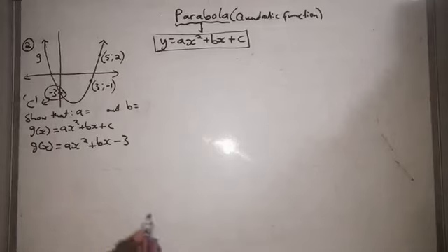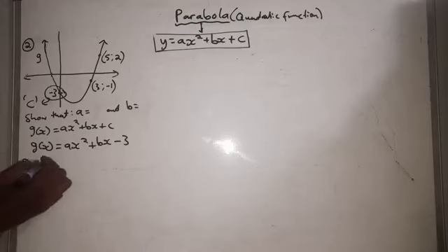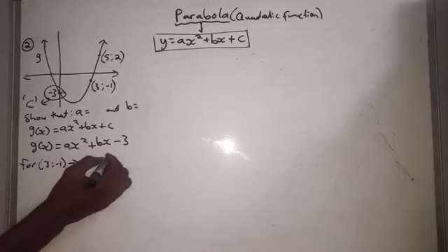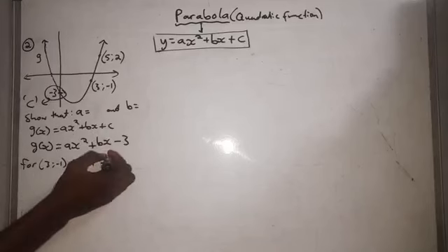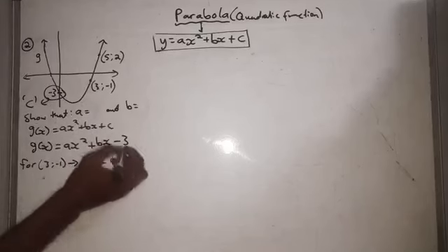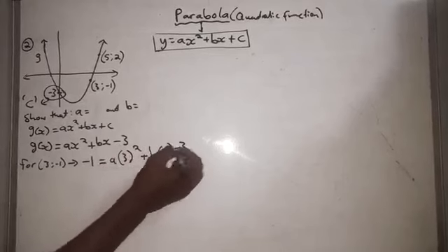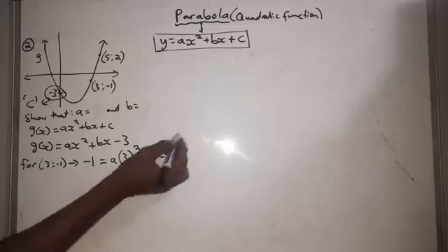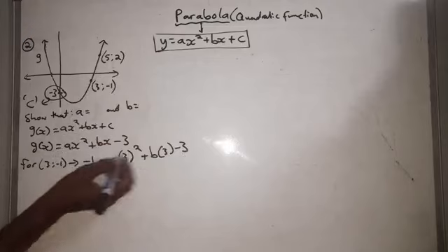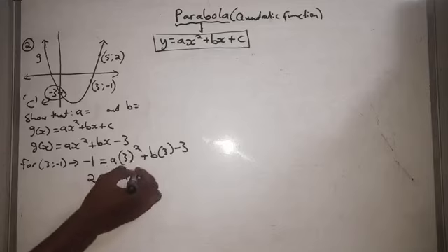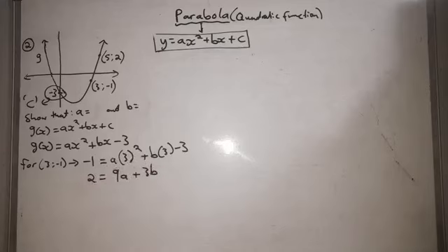Now let's use the two points. I'm going to start with the 3 versus minus 1 point. In the place of y, I'm going to plug minus 1 equals a, which is unknown, times 3 squared, plus b, unknown as well, times 3, minus 3 for c. Then I'm going to take that c to this side. It's going to be minus 1 plus 3, which is 2, equals 9a plus 3b. Now I've obtained my first equation.